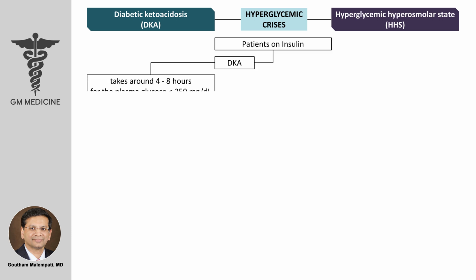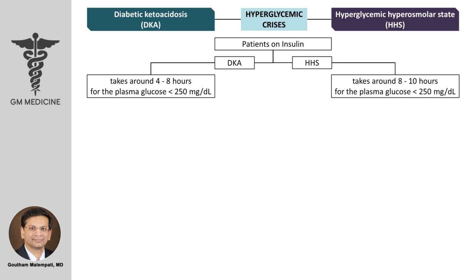In patients with DKA, it takes around 4 to 8 hours approximately for the plasma glucose to come down to below 250 milligrams per deciliter while on insulin, whereas in patients with hyperglycemic hyperosmolar state, it takes around 8 to 10 hours for the plasma glucose to reach less than 250 milligrams per deciliter.